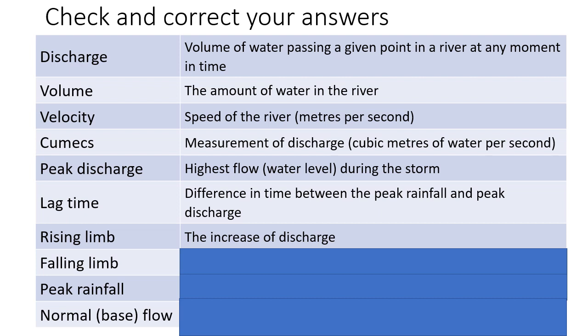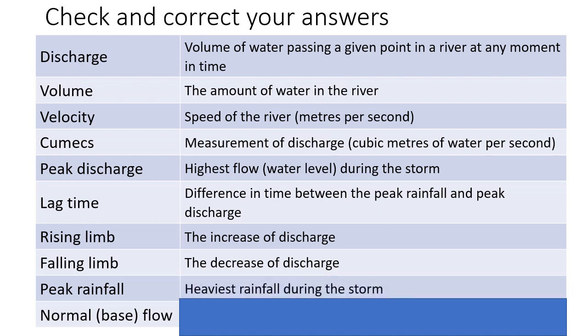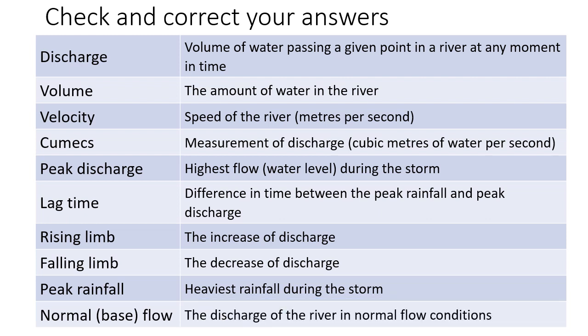The rising limb is when the discharge is increasing on the graph. The falling limb is when the discharge is decreasing. The peak rainfall is the heaviest point of the storm, and the normal base flow is the discharge that the river gets in normal conditions, i.e. the water it's getting from ground flow and through flow, not from overland flow.